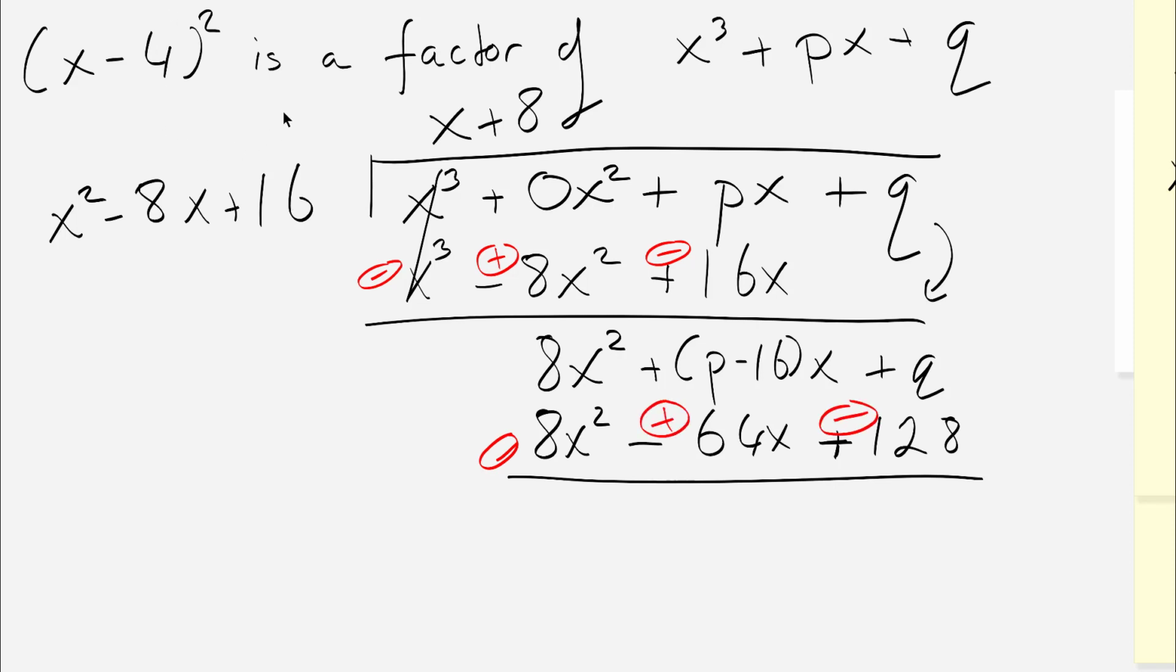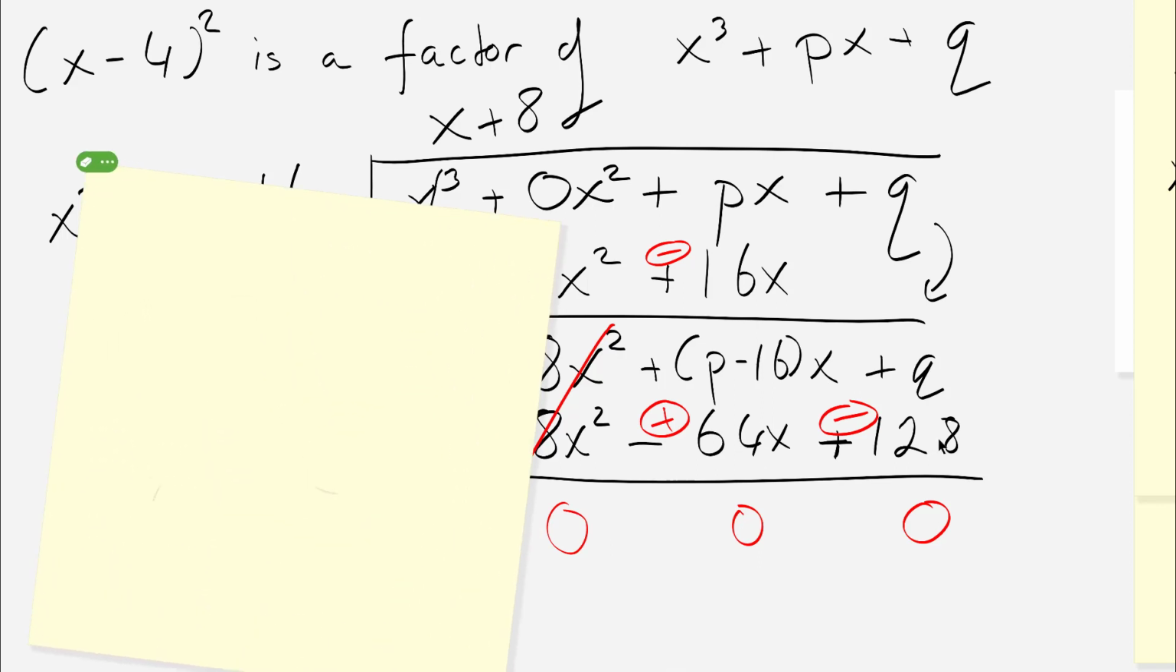Now here we have to recognize that the division is in fact done. We've divided x² into x². There's no more division to be done. And if (x - 4)² is a factor, we should have no remainder down here. It should divide in evenly. So every column should technically tidy up to 0. Each column separately should tidy up to 0 because we're not supposed to have any remainder. We can see the first column, 8x² - 8x², is 0. But the second column, the x column, (p - 16)x + 64x should be 0, and q - 128 should be 0. So we can use this to help us figure this out.